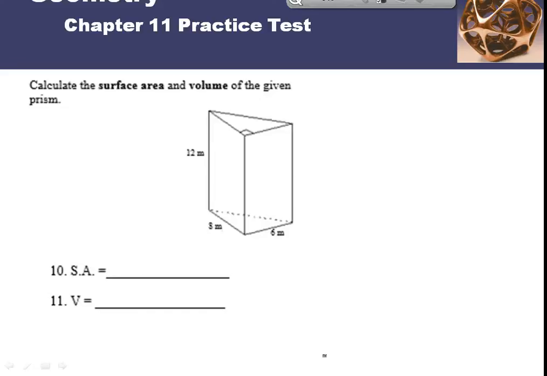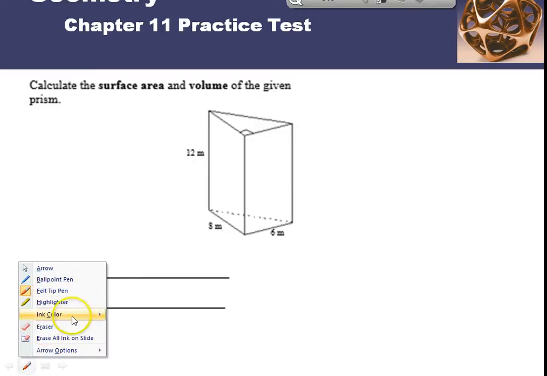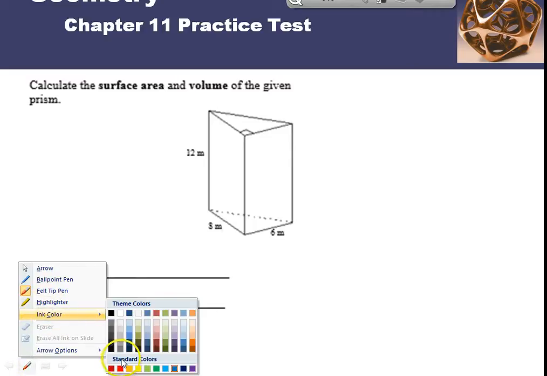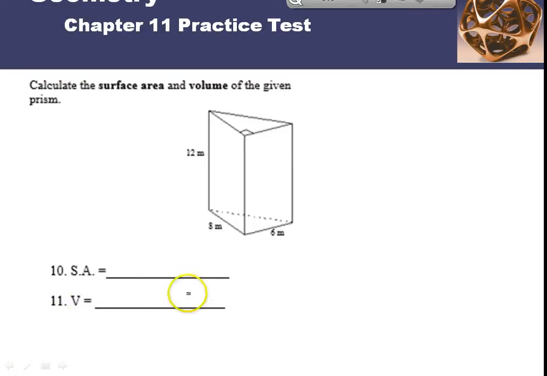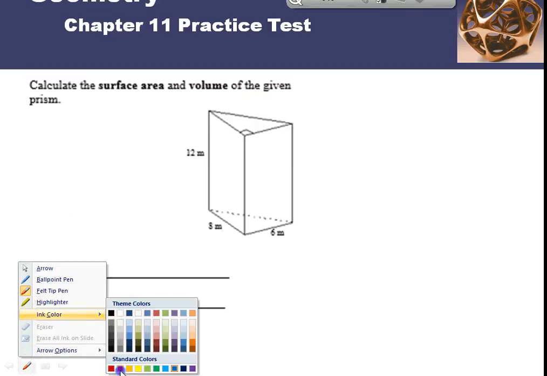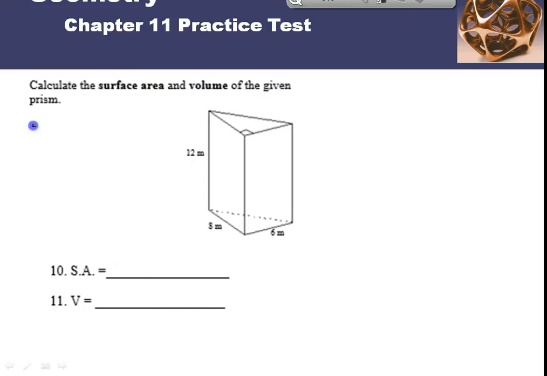Okay, so for a prism, I'll write the formulas down. Let me change colors. I like the red better. Oops. Alright, I think I got it. Nope, it's still blue. Red. There we go.